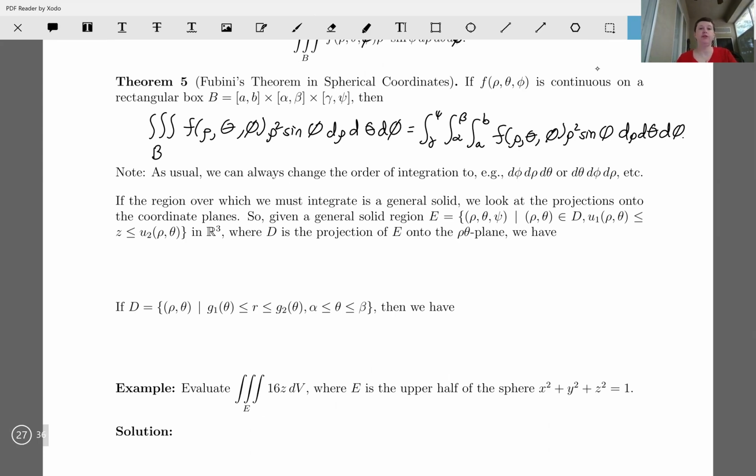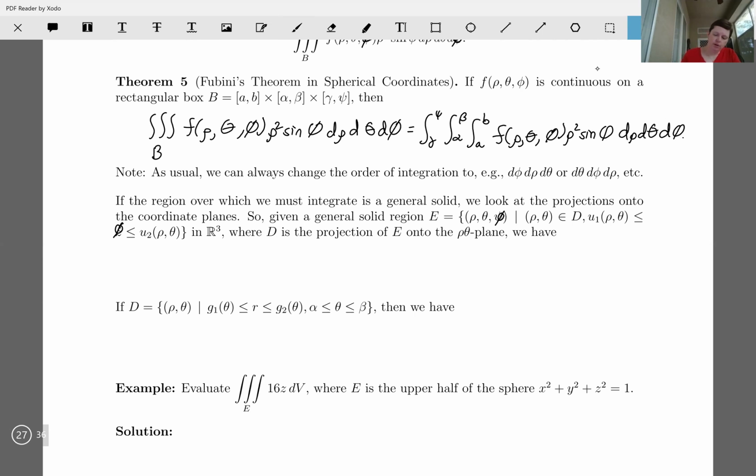Okay, so given a general solid region now, I'm having some technical difficulties, sorry. Let's try that again. E is the region of points rho, theta, phi, where rho and theta are in the region D, and phi is between two functions of rho and theta in R3. And of course, D is again the projection of our solid E onto the rho theta plane this time.